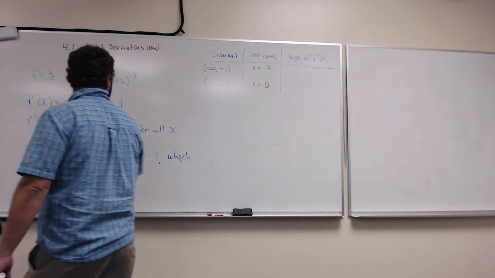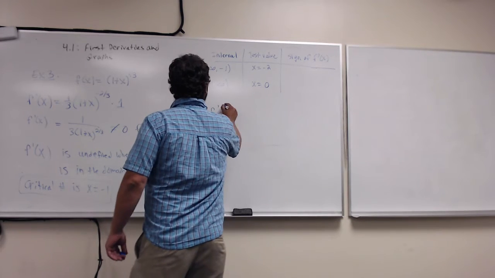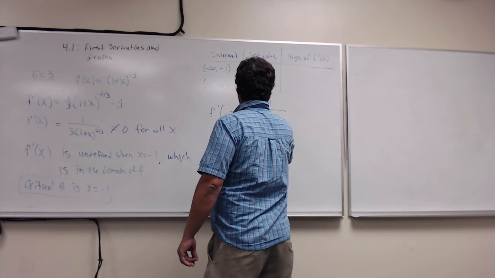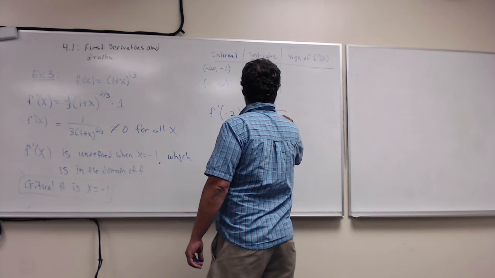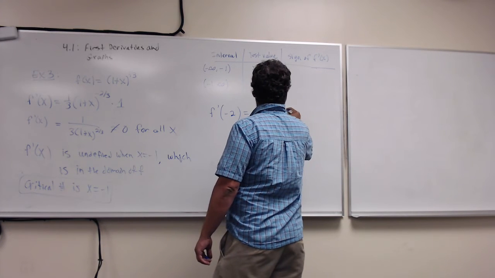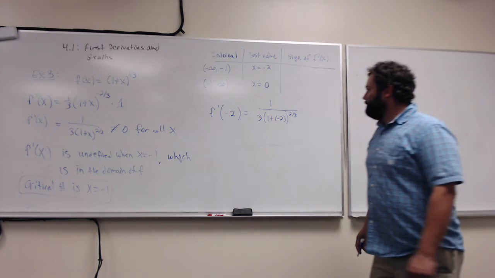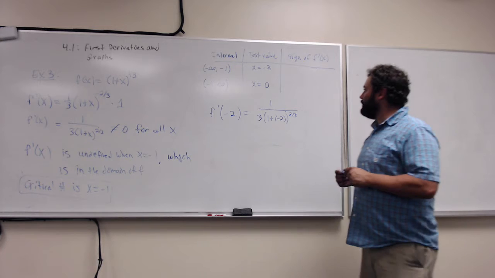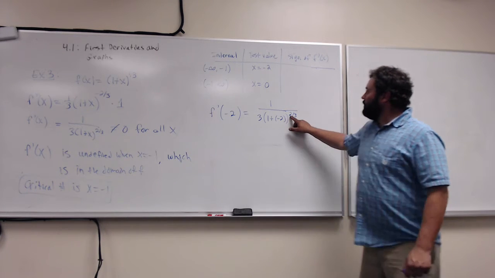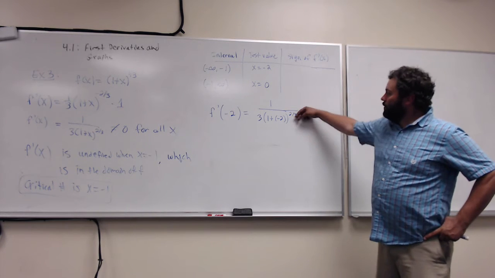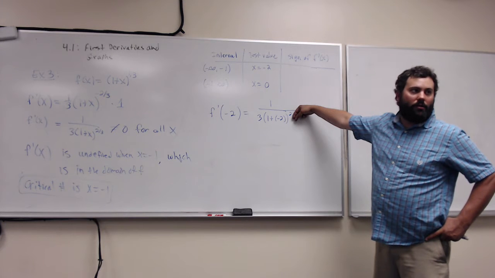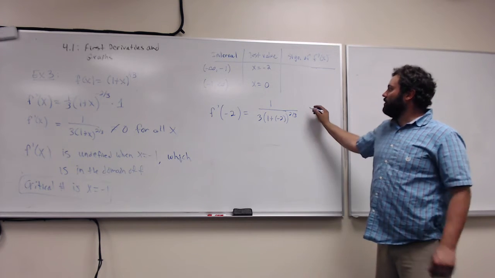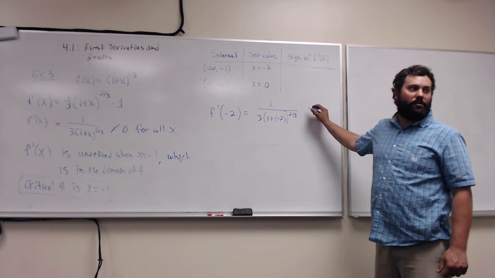So I've got to come back over here. Remember, we'll look at f prime of negative 2. This is 1 over 3 times 1 plus negative 2 to the 2/3. I don't really care too much about the value, but one thing you're going to notice is if you have a 2/3 power, what you're really doing is squaring first and then taking a cube root. So this is going to have what for a sign? Is it going to be positive or negative?